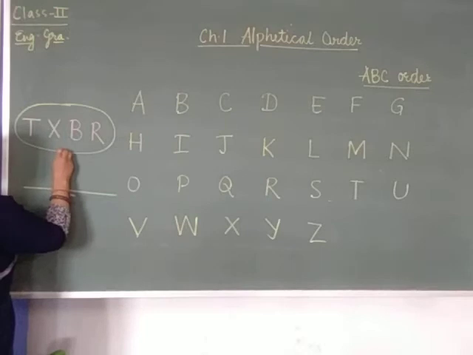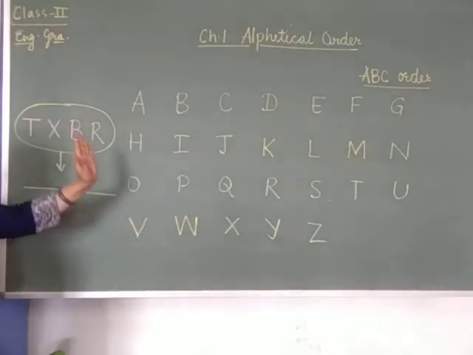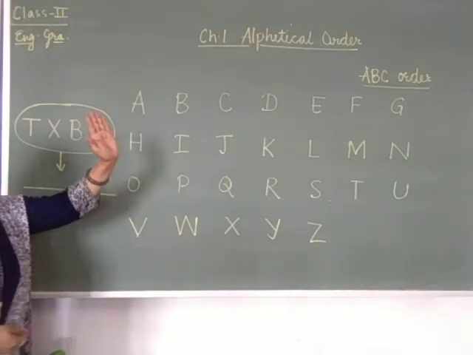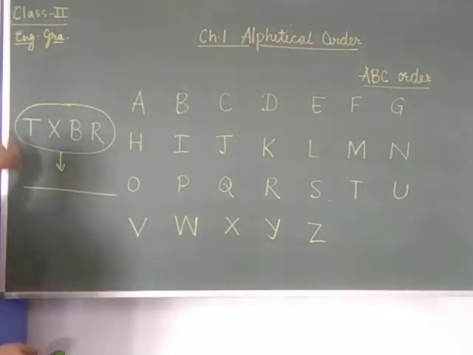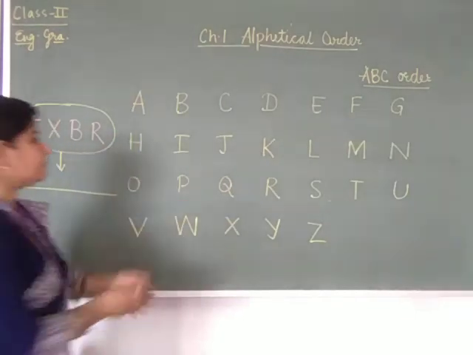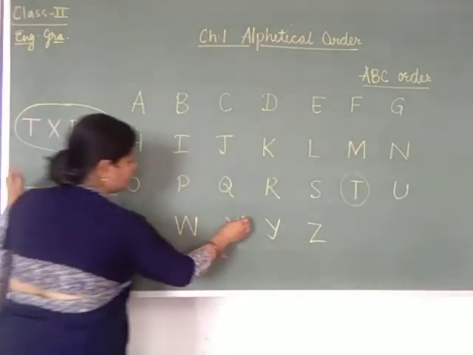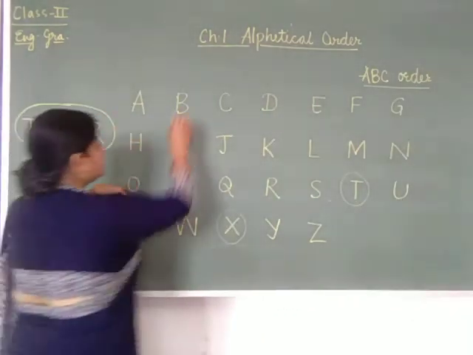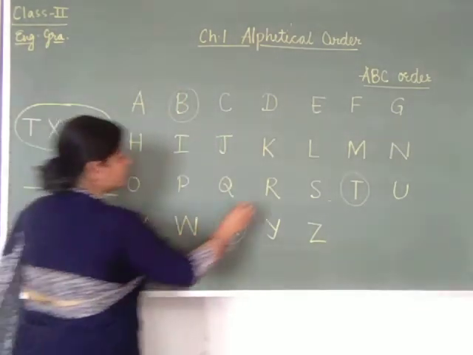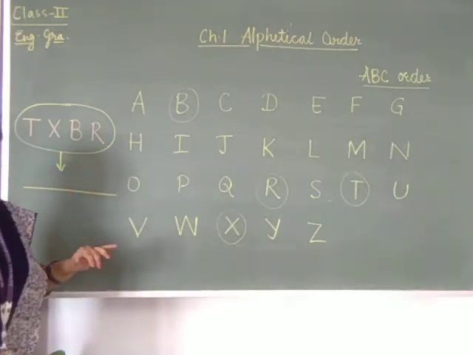That means I have to make sure कौन सा letter मुझे पहले लिखना है, क्योंकि जब A से लेके Z तक है तब तो हमको पता है A के बाद B के बाद C के बाद D के बाद E आएगा. लेकिन ये सारे जो letters हैं वो तो mix में हैं ना. पहले T आ गया, यहाँ से हमने T उठा लिया. We have written T from here. Then from here I have written X. Then from here I have chosen B. And then at last I have chosen R.